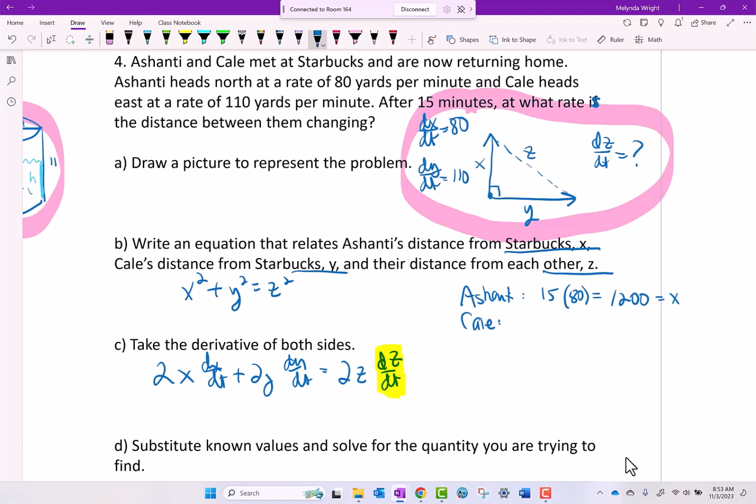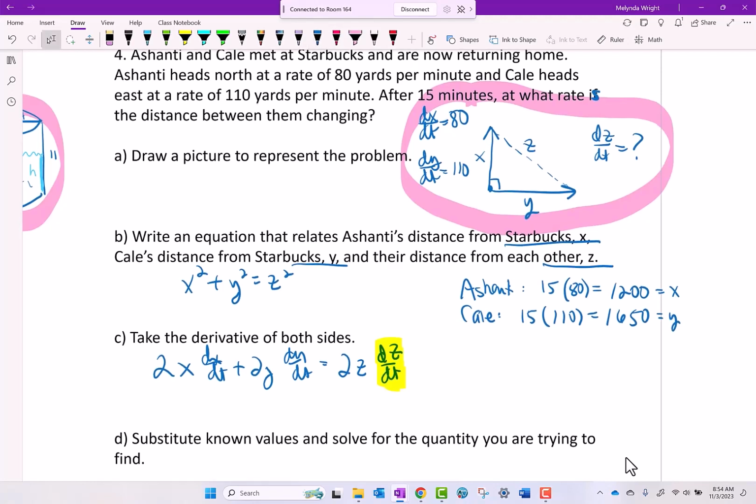So let's look at Kale. It's 15 minutes. So I got the 15. What is the rate? The rate is 110 yards per minute. Again, I just calculate that to get my distance. That gives me 1,650. And this would be my y value. All right, so let's check off what I have.